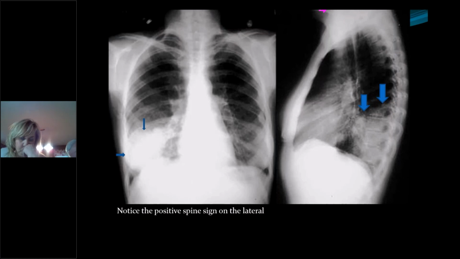All right, so we talked about a thing called a spine sign. Don't look at the left side of the screen, which you're already all doing, so quit looking at the left side of the screen. Look at the right side of the screen.